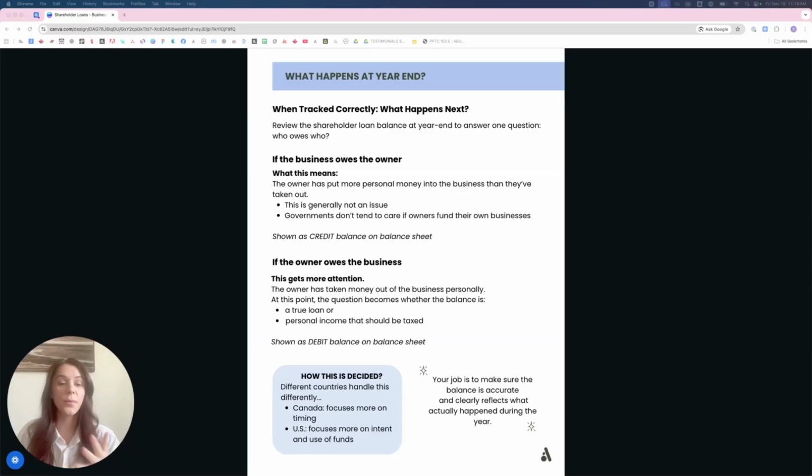In Canada, it's more about the timing of how long the funds have been in the hands of the shareholder, whereas in the States, it's more about the intent of how the funds are being used. And this is normally where an accountant steps in and helps decide how that balance should be treated. From a bookkeeping perspective, our job is just to make sure that the balance is accurate and clearly reflects what happened during the year and the movement between the business and the shareholder.